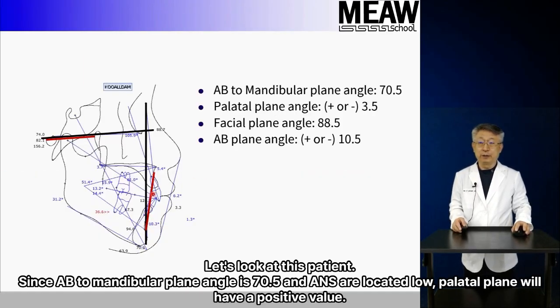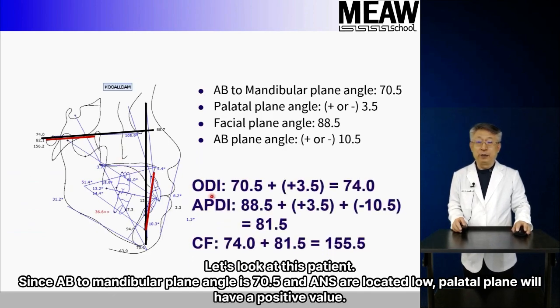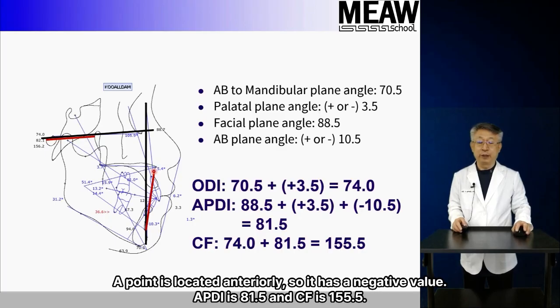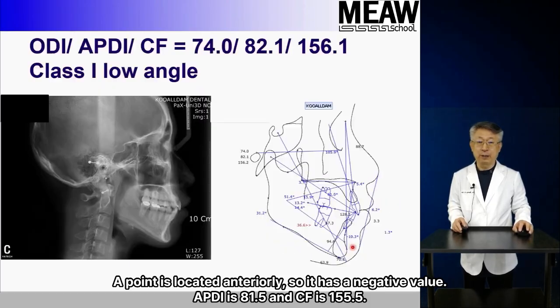Let's look at this patient. Since AB to mandibular plane angle is 70.5 and ANS is located low, the palatal plane will have a positive value, so it becomes 74, 70.5 plus 3.5. A point is located anteriorly, so it has a negative value. APDI is 81.5 and CF is 155.5.